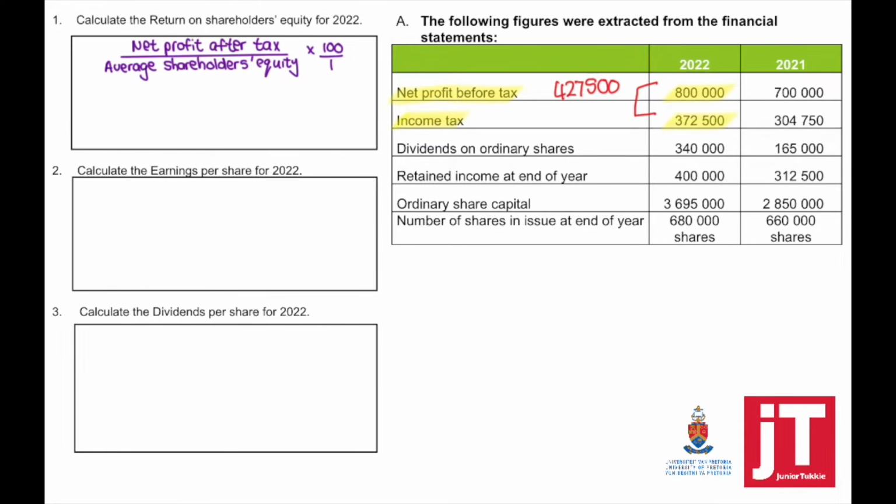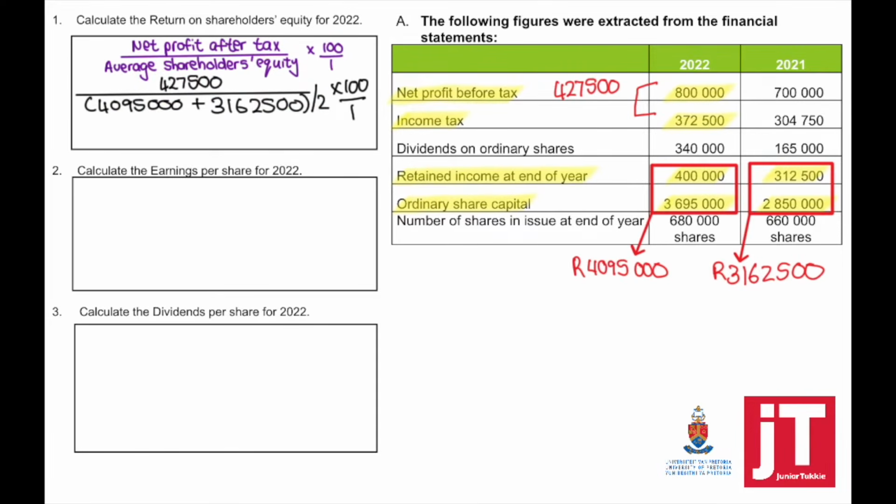We have to take the net profit after tax divided by the average shareholders' equity. So if you look at the information presented, they provided us with the net profit before tax and they've given us the income tax. This means we need to calculate the net profit after tax. Looking at our shareholders' equity, it consists of retained income plus ordinary share capital. So we have to add the retained income plus the ordinary share capital for 2022 and for 2021.